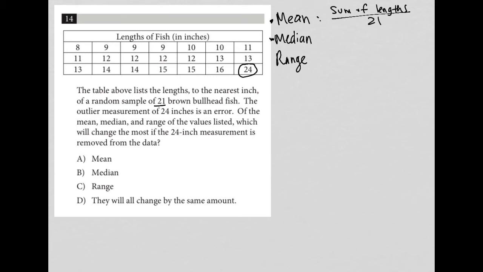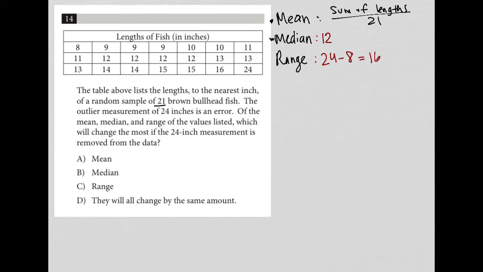The median is just the middle term, right? So let's just find that really quickly. I like to just cross out from the edges like this until we figure out what the term in the middle is. So 11, 13, 12, 13. Okay, so all we have left are 12s. So the median in this case is 12. And then the range is the difference between the largest value and the lowest value. So in this case, the range would be 24 minus 8, which is equal to 16.